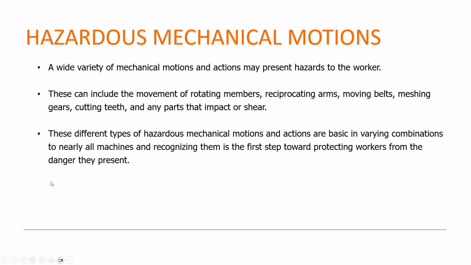Let's talk about hazardous mechanical motions. A wide variety of motions and actions may present hazards to workers. These may include movement of rotating members, reciprocating arms, moving belts, meshing of gears, the cutting of teeth, or any part that impacts or shears. Different types of hazardous mechanical motions and actions are basic, and vary in combinations in nearly all machines. Recognizing them is the first step towards protecting your workers from the dangers that are present.